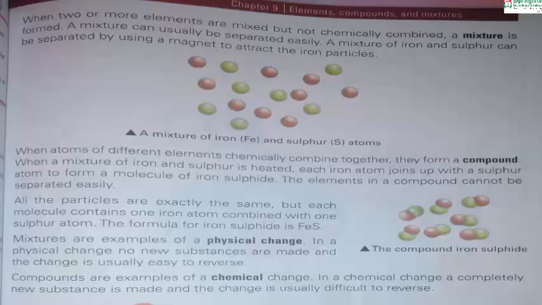When atoms of different elements chemically combine together, they form a compound. When a mixture of iron and sulfur is heated, each iron atom joins up with a sulfur atom to form a molecule of iron sulfide.